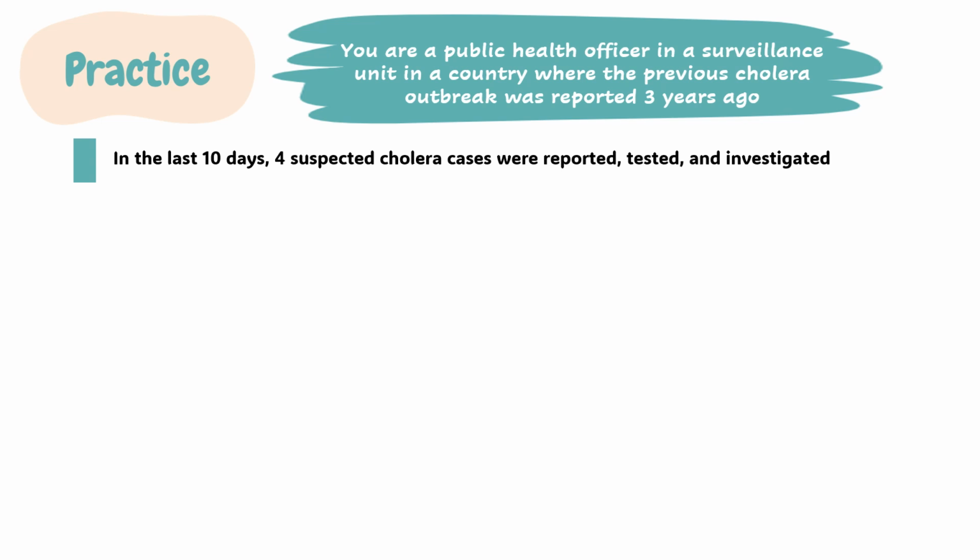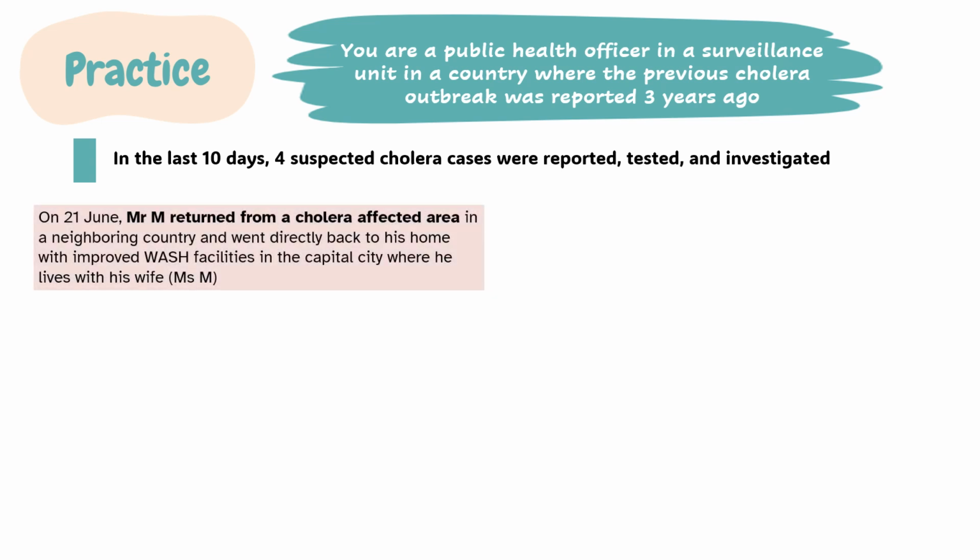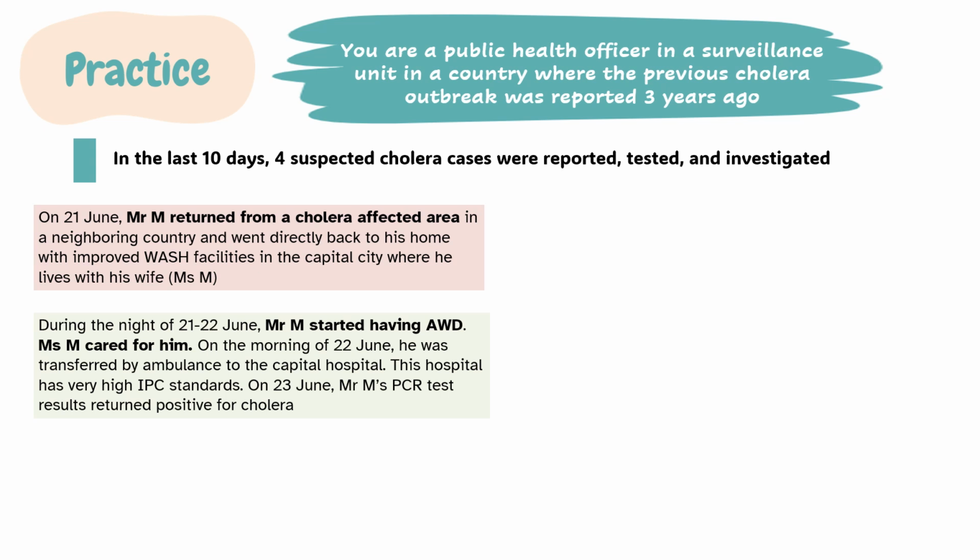Here's what happened. On 21st June, Mr. M returned from a cholera-affected area in a neighboring country and went directly back to his home with improved WASH facilities in the capital city, where he lives with his wife, Miss M. During the night of 21st to 22nd June, Mr. M started having AWD. Miss M cared for him.